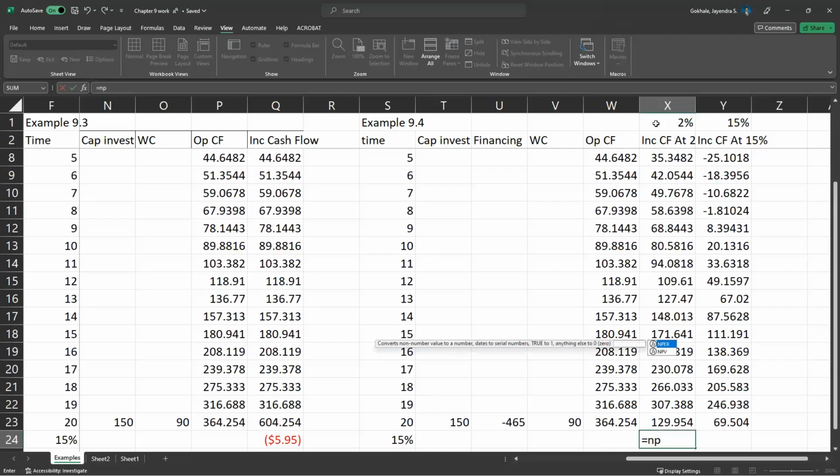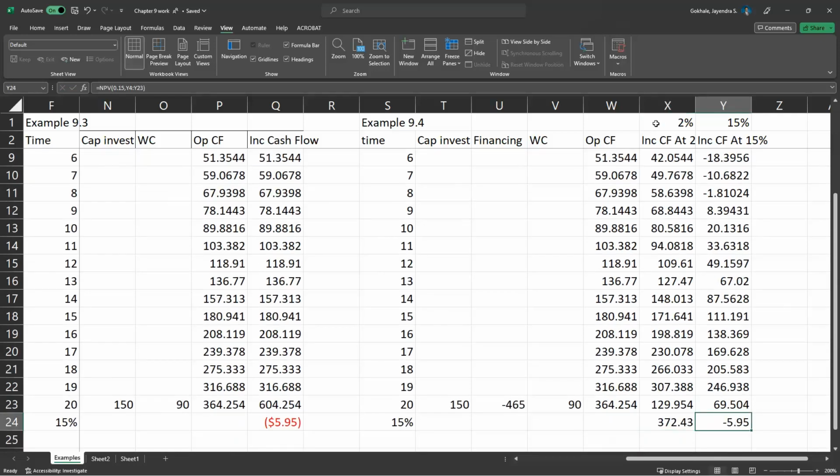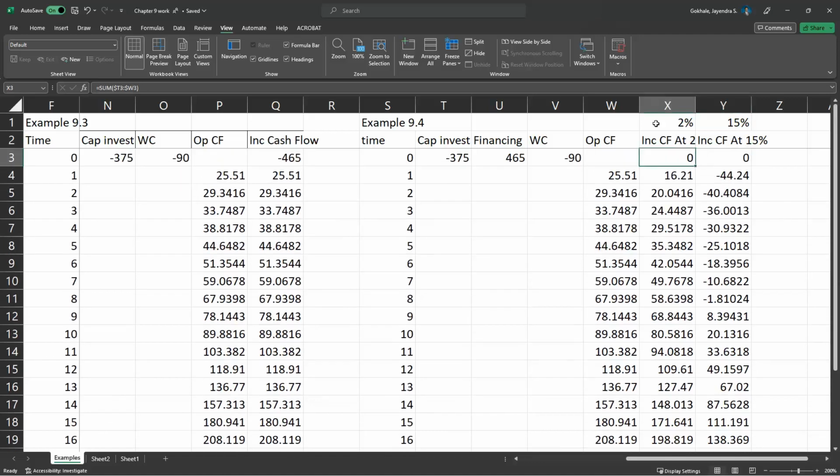Okay, what is the NPV at an MARR of 15%? So 0.15, comma. Remember, because we've funded the entirety of our initial cash flow, there is no initial cash flow. Cash flow is 0. So the NPV becomes 372.43 and minus 5.95 respectively. What it tells us is that we can almost afford a borrowing cost of 15% if we fund the entirety of our project using debt, just because our initial cash flow became 0.